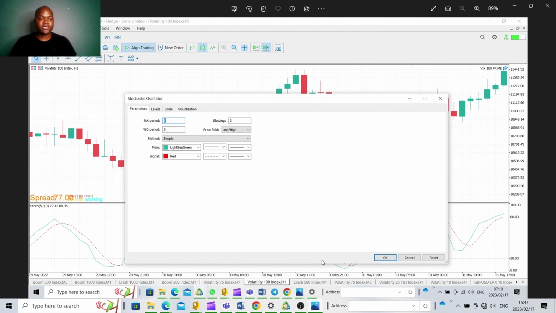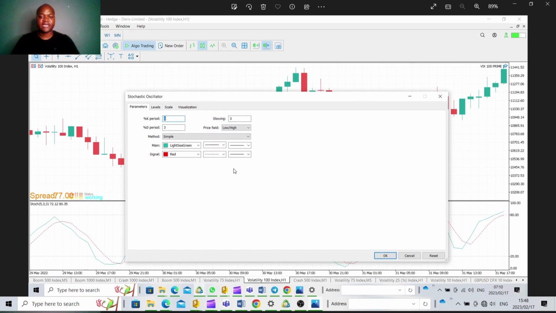So what is the stochastic oscillator? The stochastic oscillator is a technical indicator that compares where the security price or the asset price closed relative to its price range over a given period of time. The stochastic oscillator is displayed in two lines. We have what we call the percentage K, which is the main line, and the second line is called the percentage D, which is a moving average of the percentage K. The percentage K is normally displayed in a solid line, and the percentage D line is normally displayed in dotted lines. As you can see, we have the dotted line and we have the solid line.